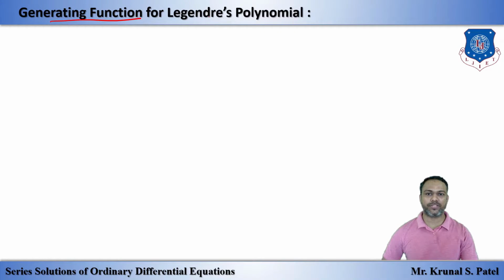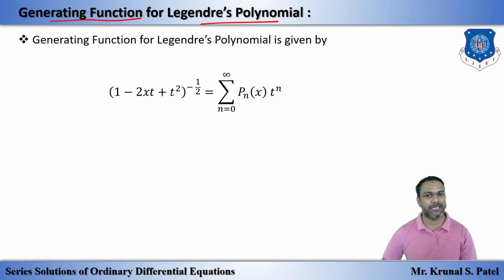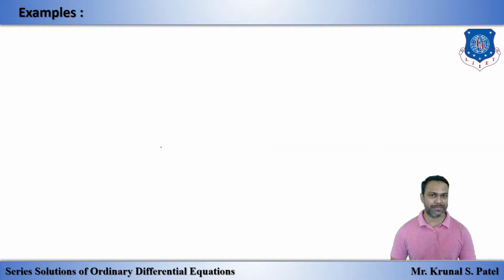The generating function for Legendre polynomial is given by this formula: (1 - 2xt + t^2) raised to minus 1/2 is equal to the summation n = 0 to infinity of Pn(x) t^n. This is our generating function for Legendre polynomial that you have to remember, because this will help you to solve many examples. So let's start with the examples.